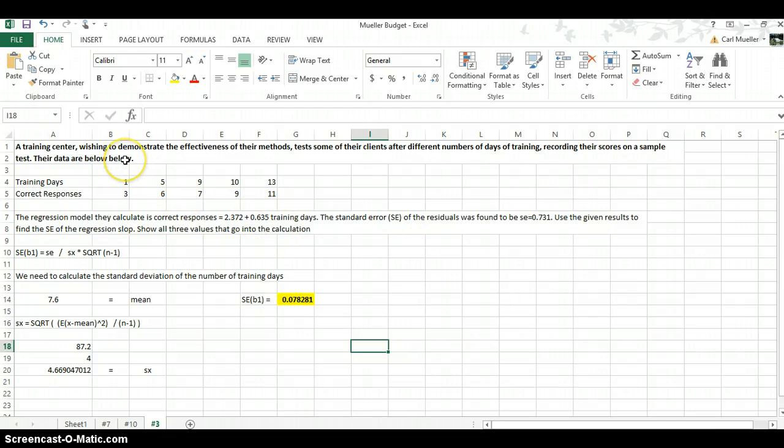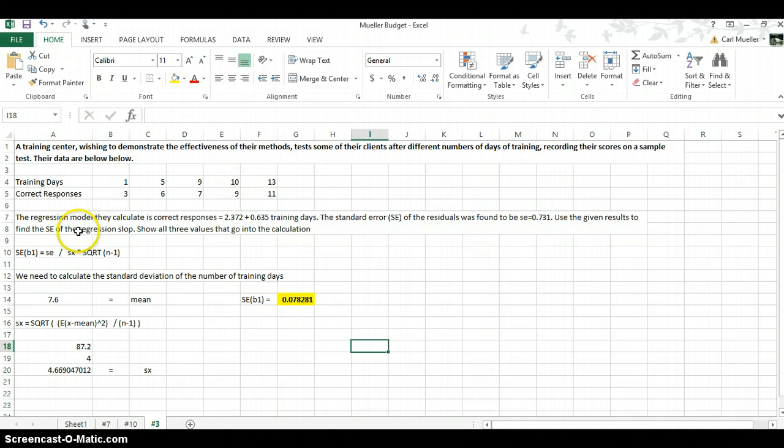A training center, wishing to demonstrate the effectiveness of their methods, tests some of their clients after different numbers of days of training, recording their scores on a sample test, and the data is below. The top row being training days, the bottom row being the correct responses. As you can kind of see, one training day, 3 correct, 5, 6 correct responses. There's a little bit of a trend there.